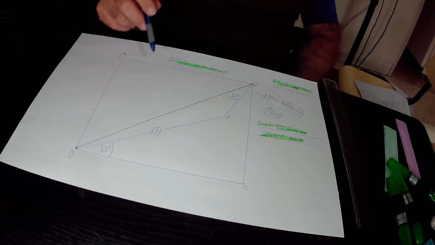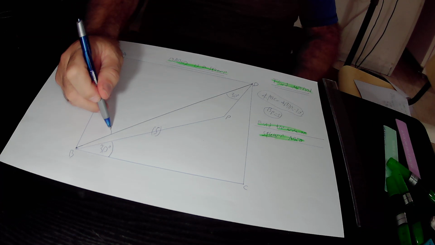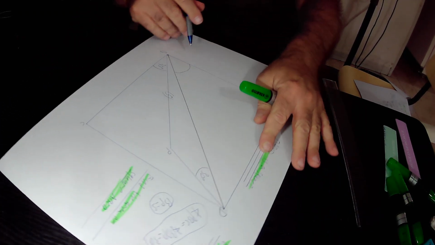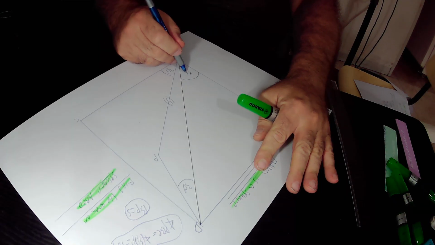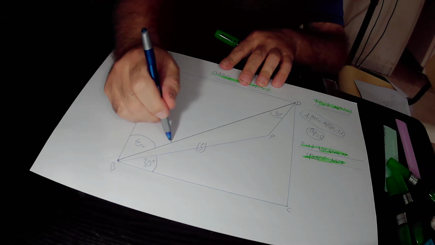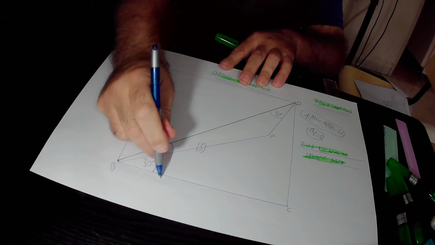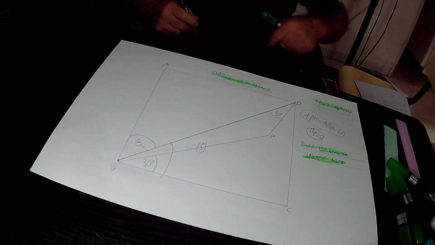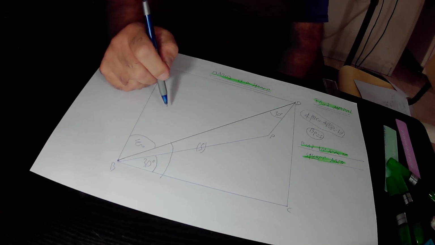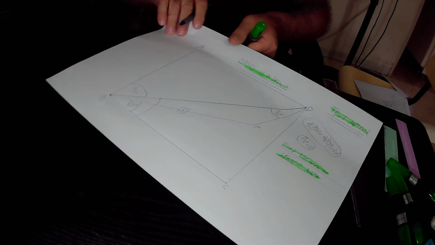Diagonal DB bisects angle ABC. This is the first half of angle ABC, this is 45 degrees. This is the second half of angle ABC. This also equals 45 degrees in its size. 30 degrees plus the missing angle must be equal to 45 degrees. Therefore, the missing angle must be equal to 15 degrees in its size.